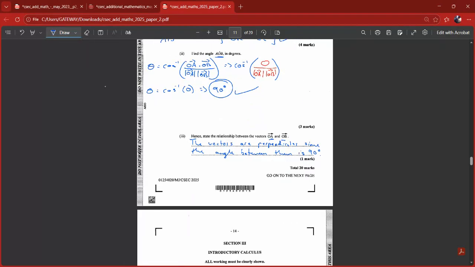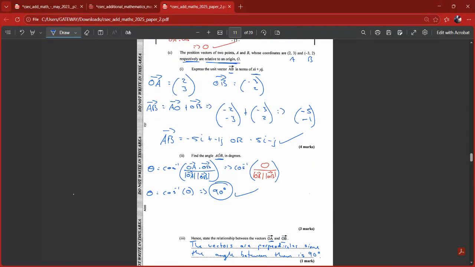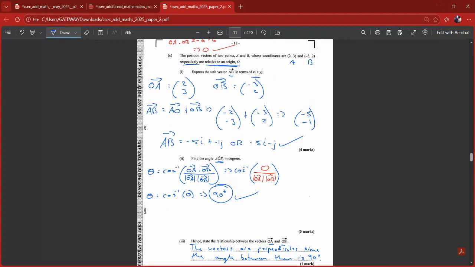Understand this, right? Yeah, that as well. The scalar product is 0, so therefore they are perpendicular. So you can also state that because the scalar product is 0, hence they are perpendicular. Because once the scalar product is 0, the numerator will be 0, and therefore the entire thing will be 90 degrees regardless. Understand?